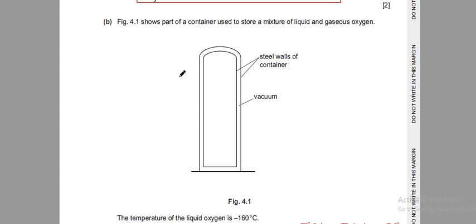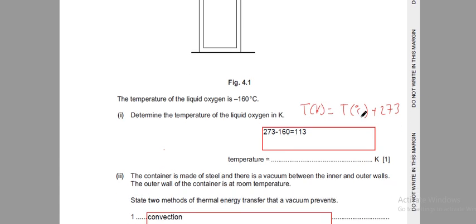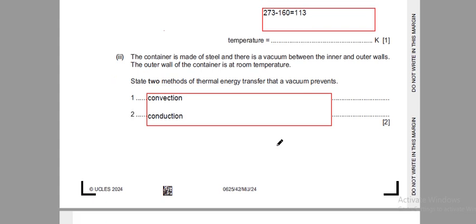Here is a container that contains a mixture of liquid gases. The temperature of liquid oxygen is minus 160. Determine its temperature in Kelvin. Temperature in Kelvin equals the temperature in Celsius plus 273. So by making the calculation, we obtain it in Kelvin.